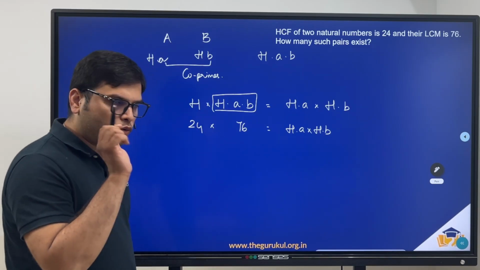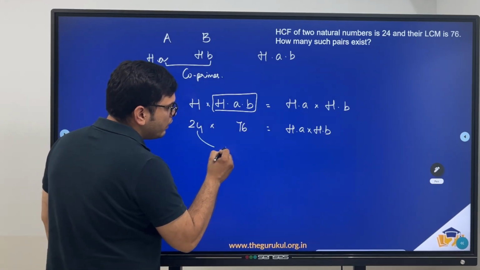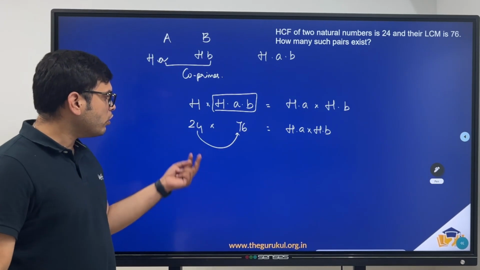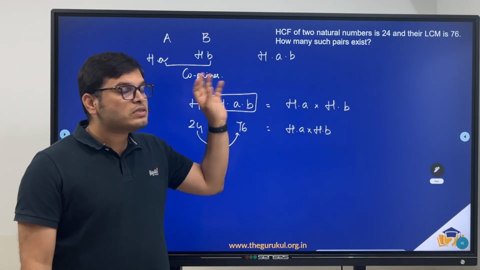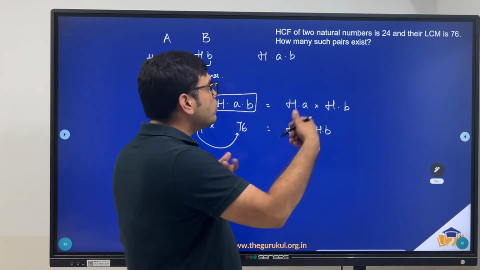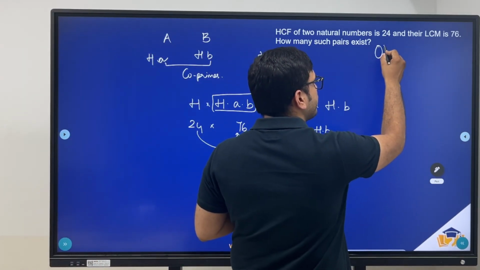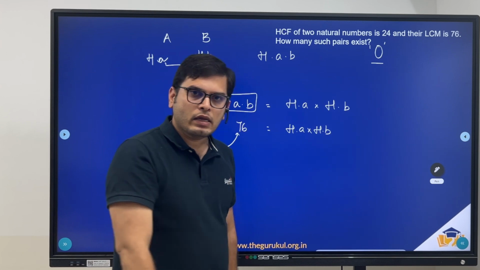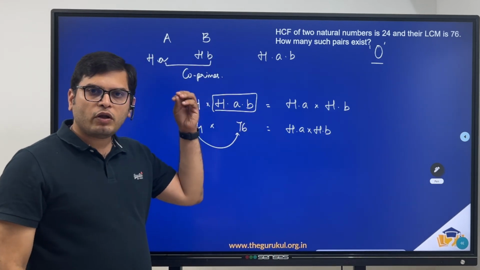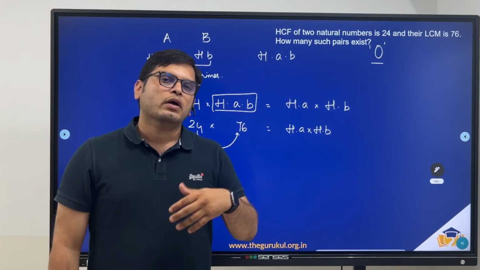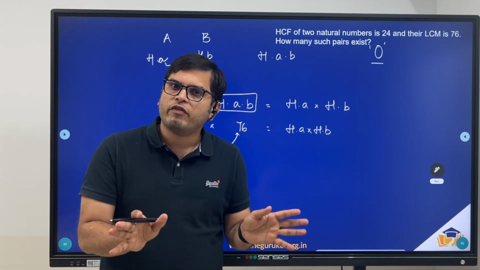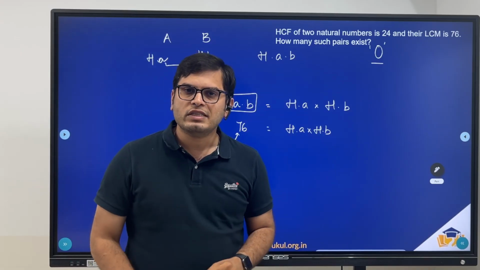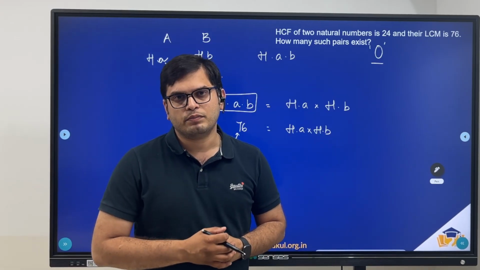Now all you need to do is first check whether the HCF is a factor of LCM or not. Now is 24 a factor of 76? No, right? So this is not possible. So no such pair exists. The answer for this question should be 0. So before applying this property, you always need to check whether HCF is a factor of LCM or not. If HCF is not a factor of LCM, then the answer for these types of questions should be 0.